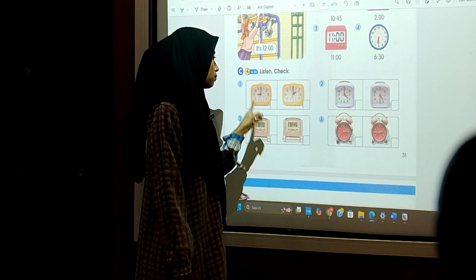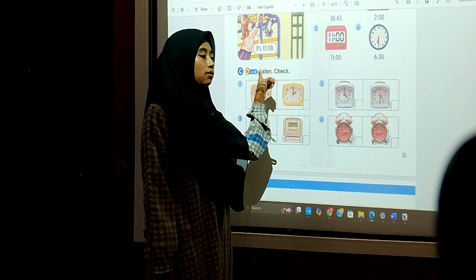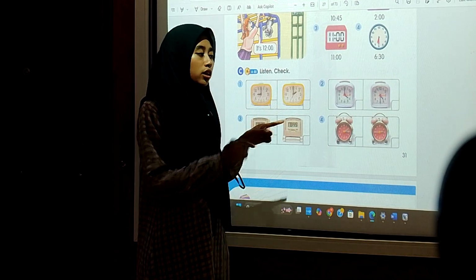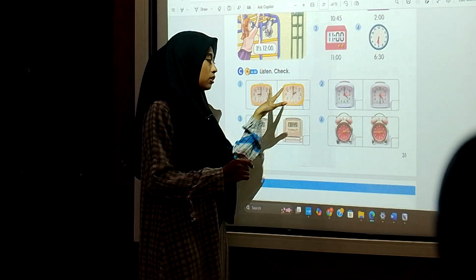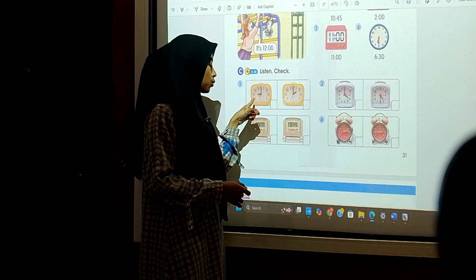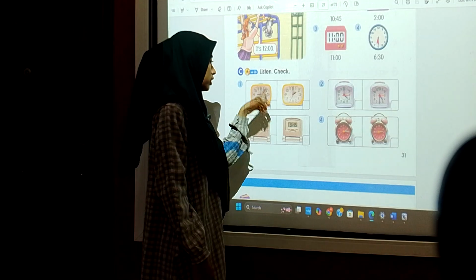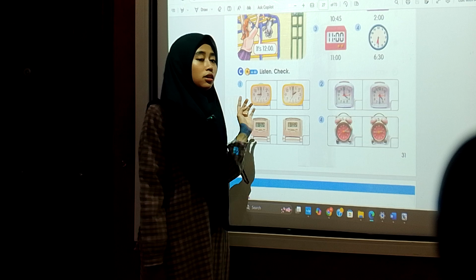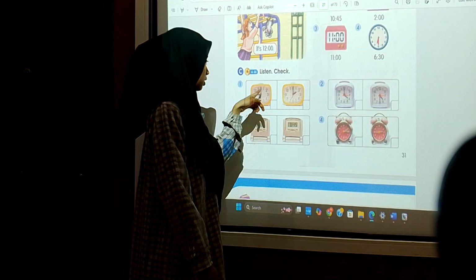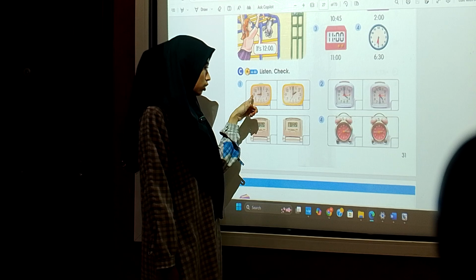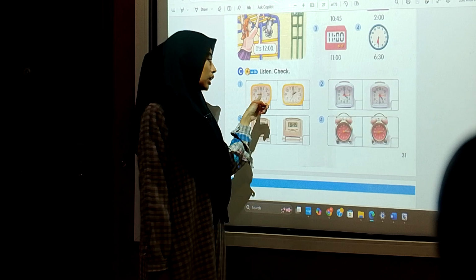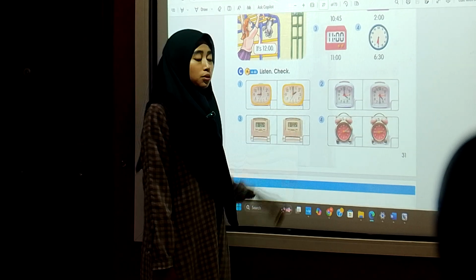Here the first is listen and check. It means when I play the audio, they have to listen, and then they have to check which time is mentioned by the audio. Before that, I will ask them to mention first what time it is. If they keep silent, I will ask them to focus on the short needle first. For example, this one, the short needle is on 9, and the long needle is on 12. It means 9 o'clock. Okay, and so on.